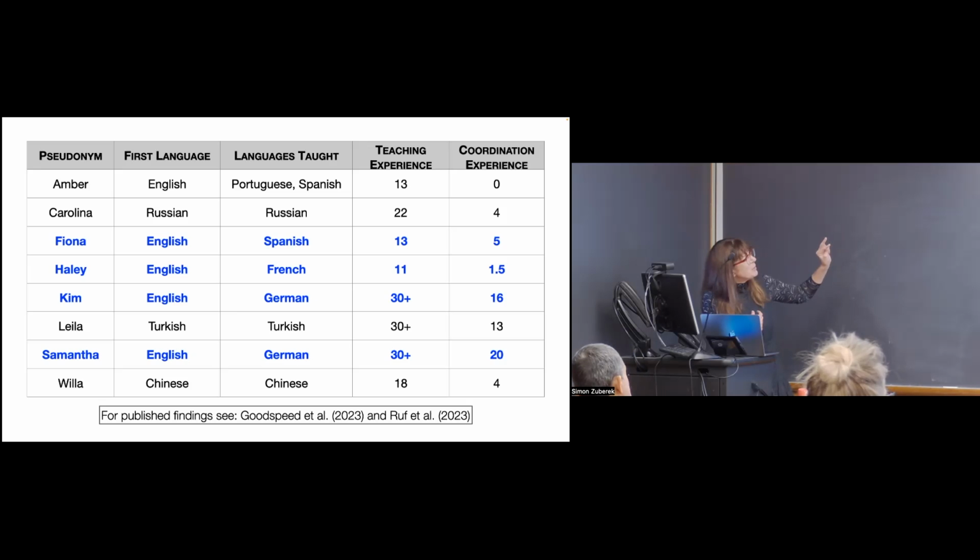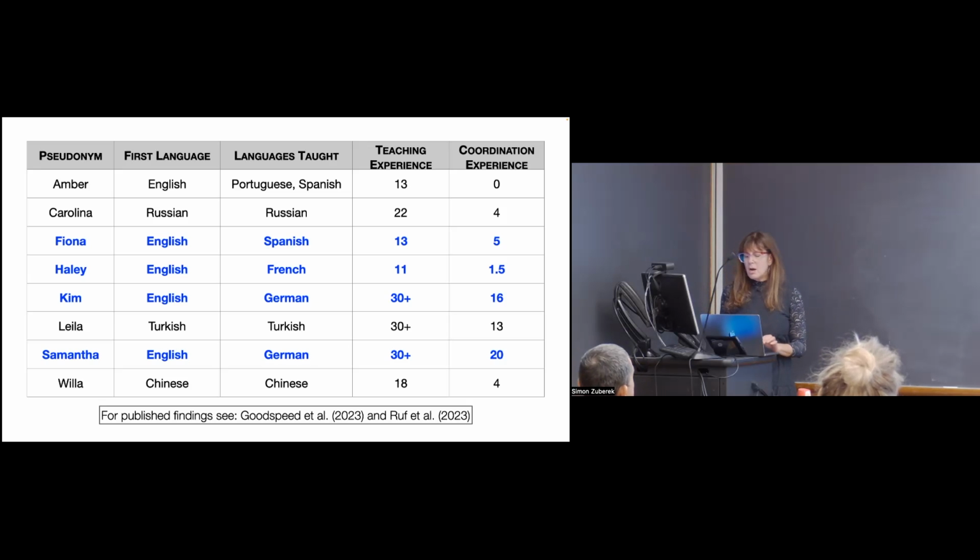So you can see that Fiona and Haley had a little bit less teaching experience and a little bit less coordinating experience than Kim and Samantha, who are in the later stages of their career, and so had a lot of teaching and coordination experience. We used a multiple case study methodology to conduct this research, and we've analyzed our data using multi-cycle descriptive and analytic coding, and have situated the findings within concepts of sociocultural theory.